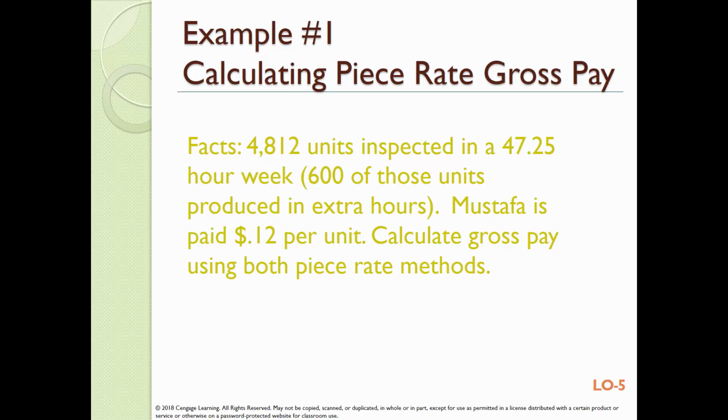Now let's go back to the second method. It's different. It says you have to take that 4,812 units and split it into two partitions. One, how much did he produce in the first 40 hours? And two, how much did he produce after 40 hours? Then you pay him 12 cents a unit for what he did the first 40 hours, and you pay him 12 cents times 1.5 for the units he produced over 40 hours.